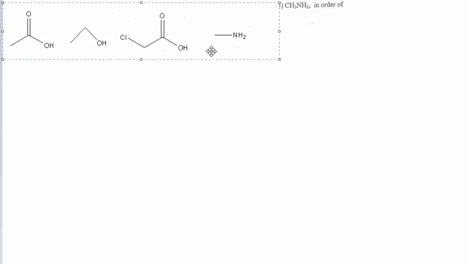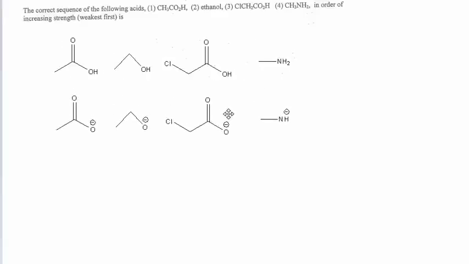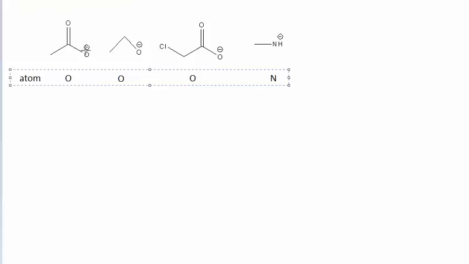Okay, so first thing again is convert each of these structures to line wedge structures. And those are your acids, so convert these to their conjugate bases. Once you've done that, set up your chart. Once again, you see that there's an oxygen bearing the negative charge in each of these three, and nitrogen on this last one.